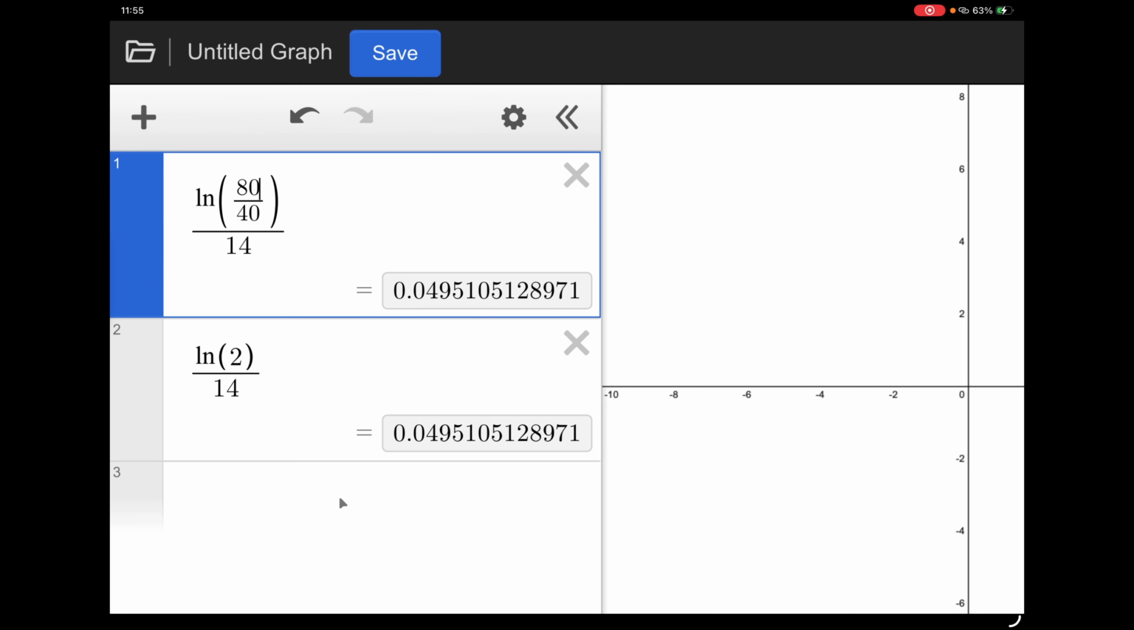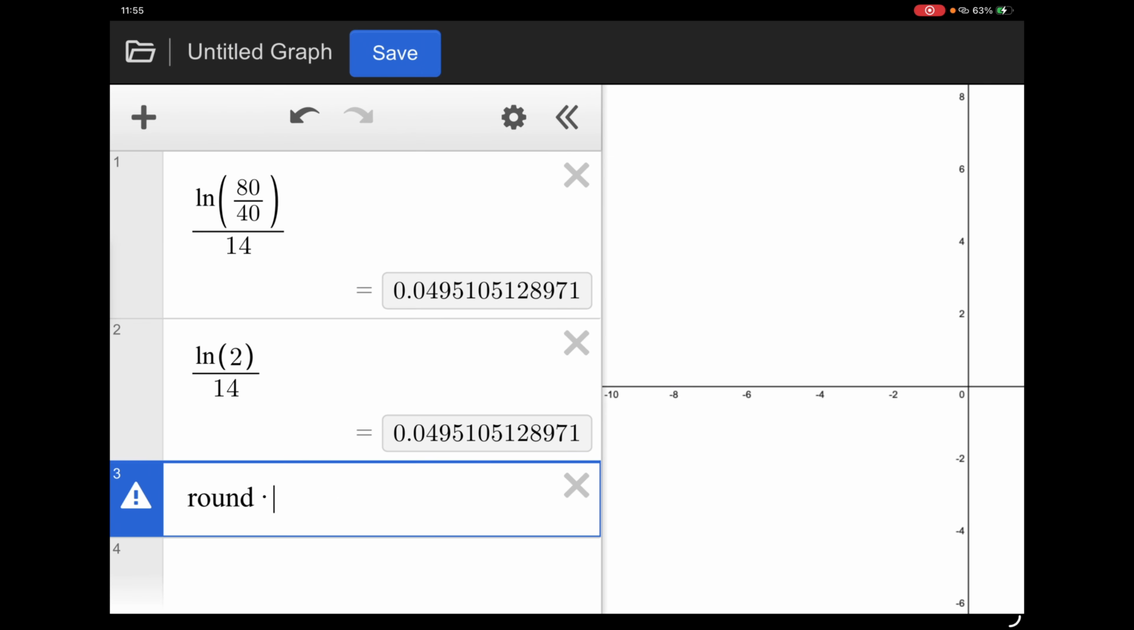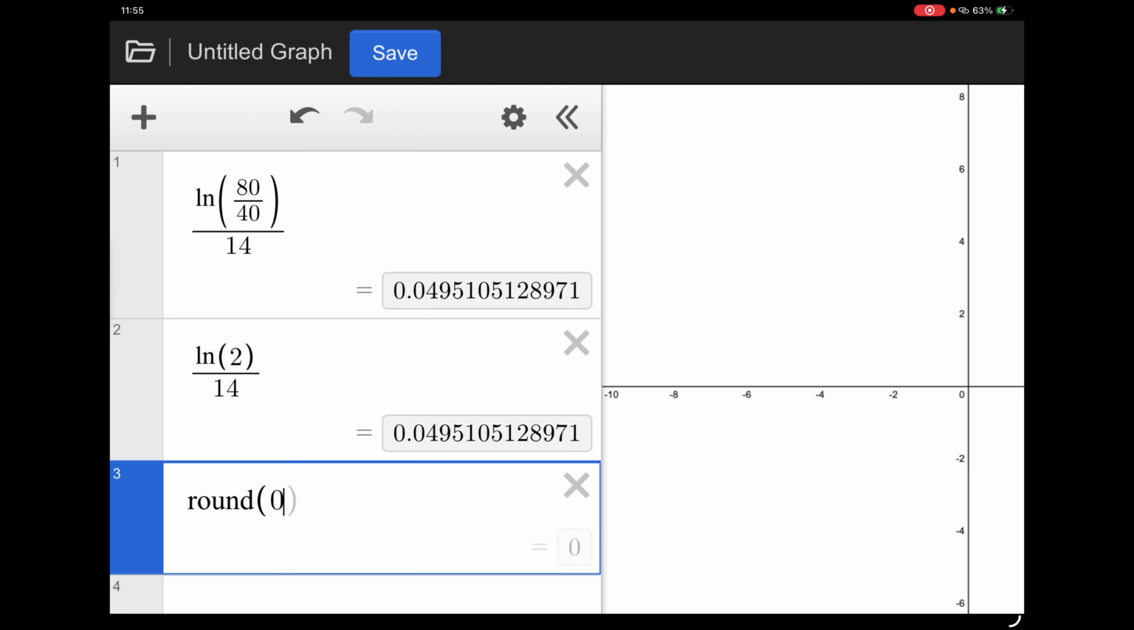Now, we want to round our answer to 3 decimal places. There are 2 options to do that. I can type in the decimal value that we got, making sure that I write more than 3 decimal places, 0.04951 is good enough. Put in a comma, and then 3. So if I type in the command round, type in the decimal value that I want to round, and then put a comma and the number of places I want to estimate it to, which in this case is 3 decimal places, I get this value of 0.05.